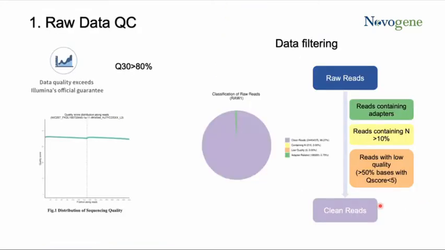So let's go through each step in detail. First, we start with the raw data quality check, or raw data QC. In this step, we will include multiple assessments of your raw data. Here I only show the quality distribution as an example. We will present the base quality distribution in the figure as shown here.